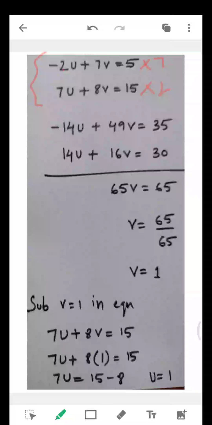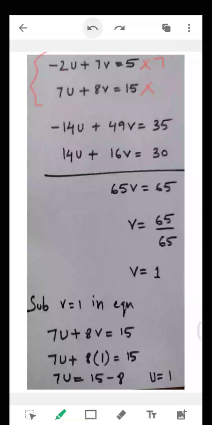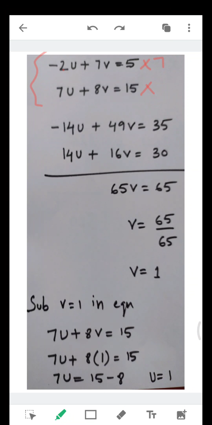So what happens if you multiply both sides by 7? It becomes 7 2s are 14, and 7 7s are 49, and 5 7s are 35. Next, 7 2s are 14, 8 2 times is 16, and 15 2 times is 30. So this is the way we multiply both sides by 2. This is a very simple elimination method.